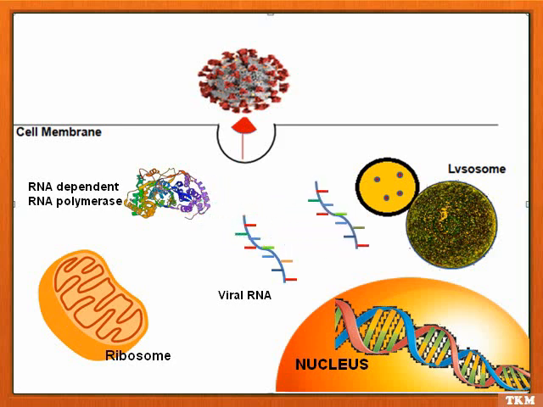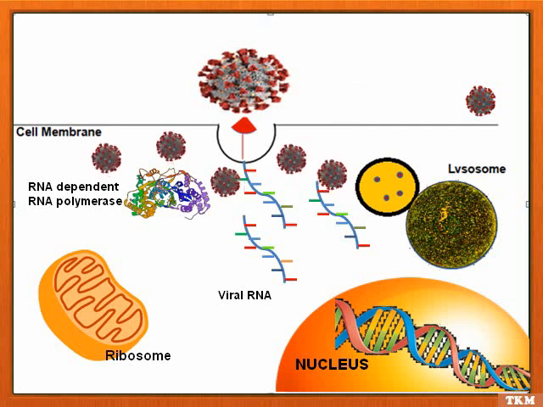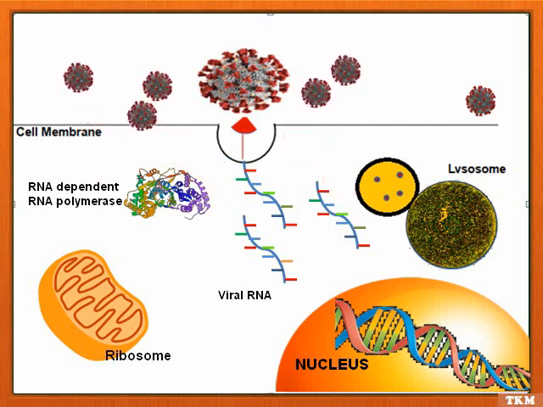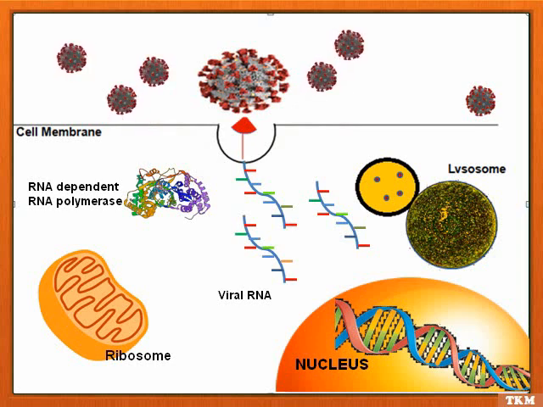So it produces multiple copies of viral RNA. These viral RNA can produce more proteins like the spike S protein, and thus the virus leaves the cell. You can see multiple copies of virus are produced, replicated, and they leave the cell. This happens in each and every cell, and thus millions and millions of this virus are replicated and they attack the host cell.